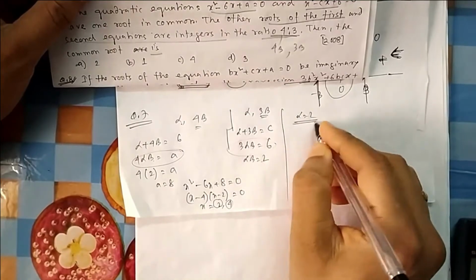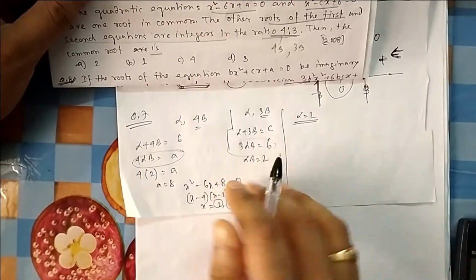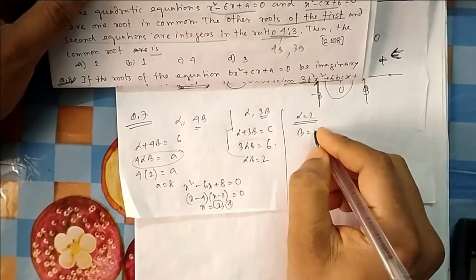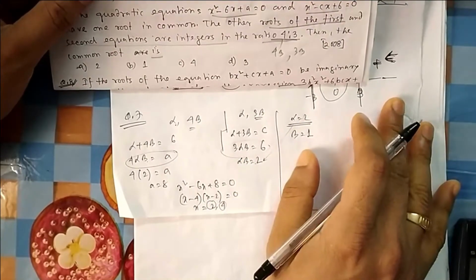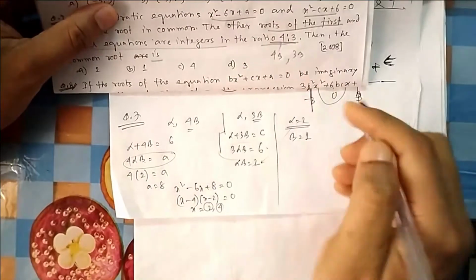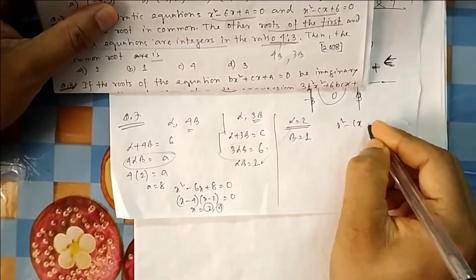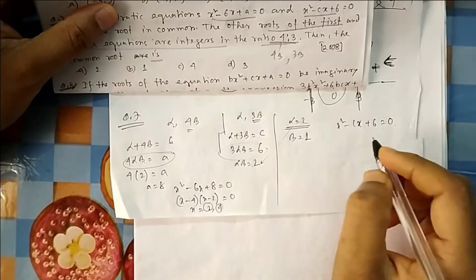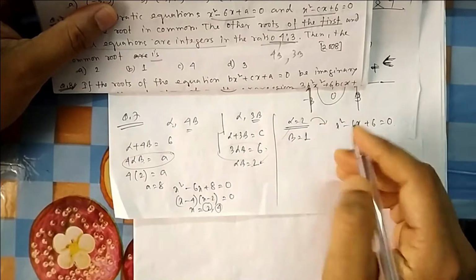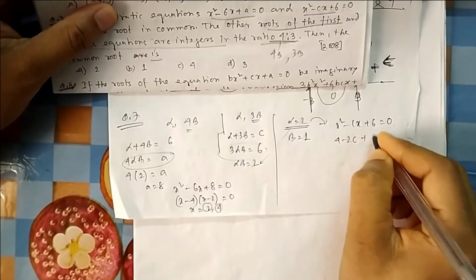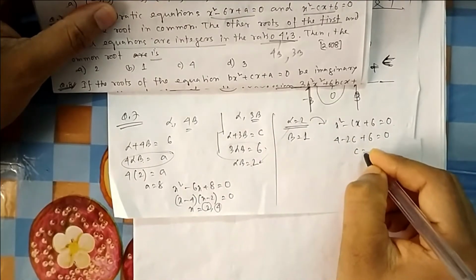If my alpha is equal to 2, then you can calculate the other things. If alpha is equal to 2, then what is beta? Beta is equal to 1, if you put alpha here. So then you can try with the second equation: x square minus cx plus 6 equal to 0. Because alpha is a root of this equation, if you put alpha equal to 2, it should satisfy. So from here you can calculate c is equal to 5.